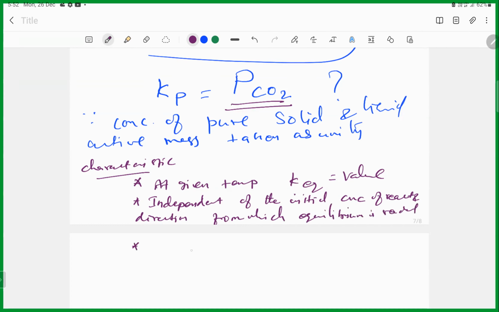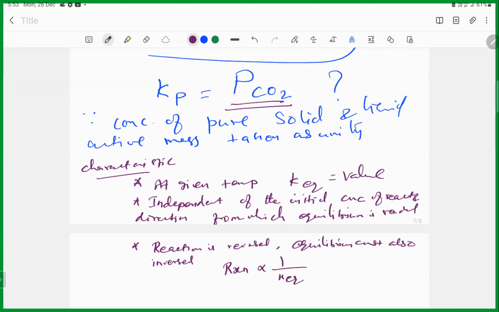So in the reaction vessel, if the reaction is reversed, automatically the equilibrium constant is also inversed. So the reaction reversed means the equilibrium constant is inversely related. If you reverse the reaction, you just have to invert the equilibrium constant. That's all.